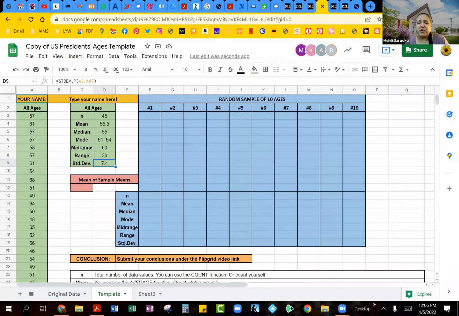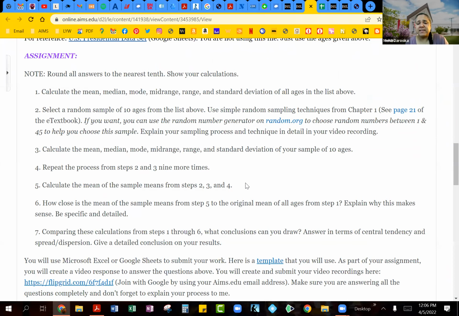So this is just the first part of the assignment, guys. Your next part is actually going to be a little bit more time consuming, and this is where you will need to spend more time. Once you do all of these calculations for all of the ages, then we are going to create our own random sample of 10 ages.